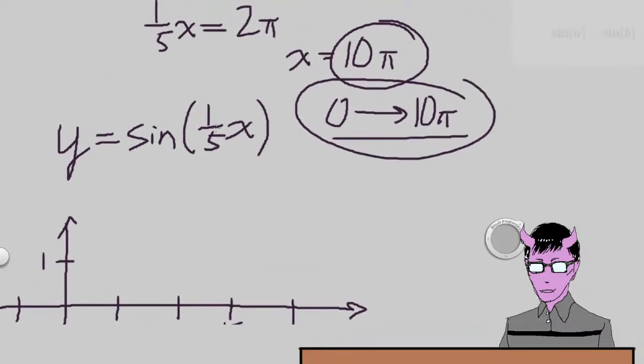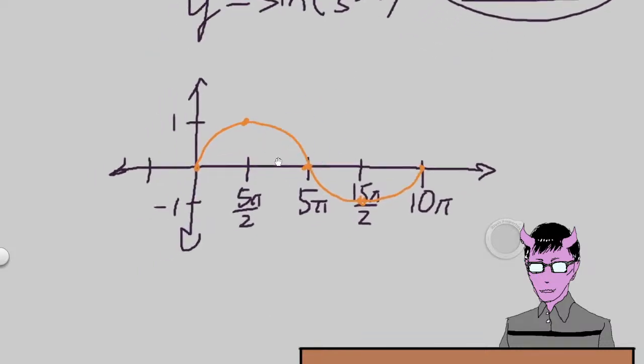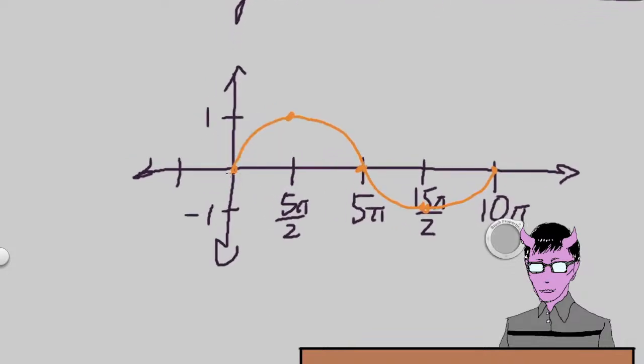It's not too bad. Standard movements: 0, 0. First hash mark over, you hit max. Second hash mark, you hit 0. Third hash mark, you hit minimum. Fourth hash mark, which is 10 pi, is reset. Concave down, concave up. And then we're done. If you wish to beautify, you always can.